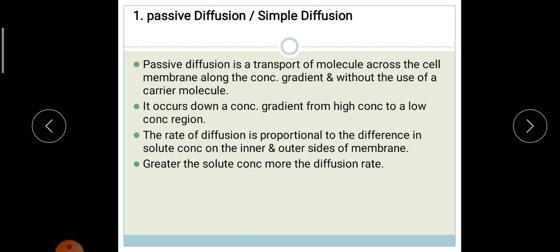Okay, it occurs down the concentration gradient from high concentration to the low concentration region, and the rate of diffusion is directly proportional to the difference in solute concentration on the inner and outer sides of the membrane. Okay, rate of diffusion कोणावर depend आहे? It is directly dependent upon the solute concentration which is present inside the cell membrane and outside the cell membrane. Greater the solute concentration, more the diffusion rate. If the inner side of the cell membrane has a high concentration of solute, then the diffusion rate will also be more.